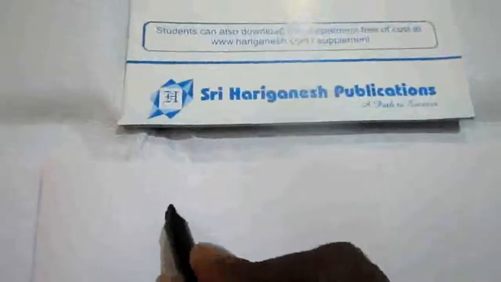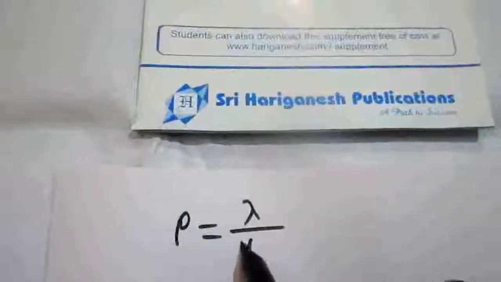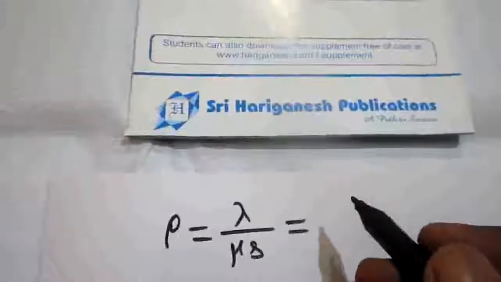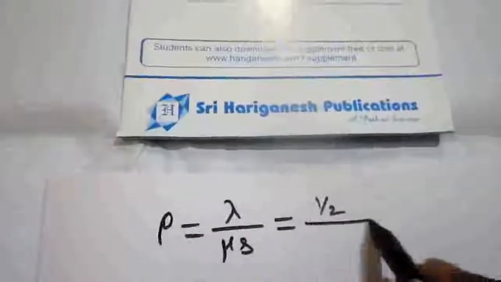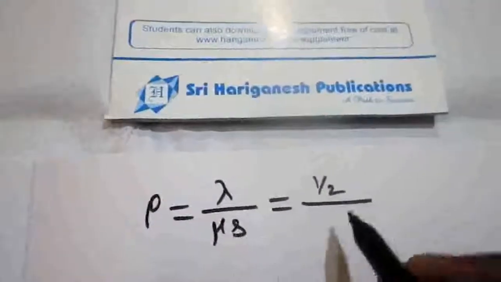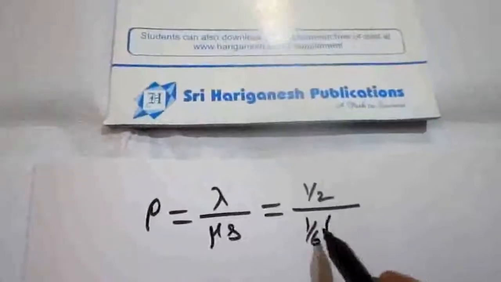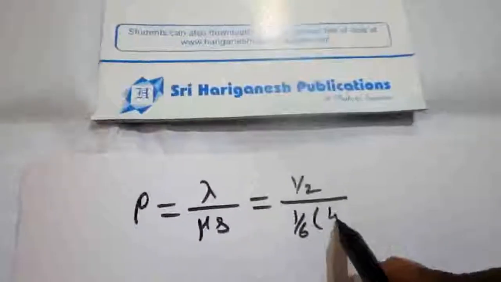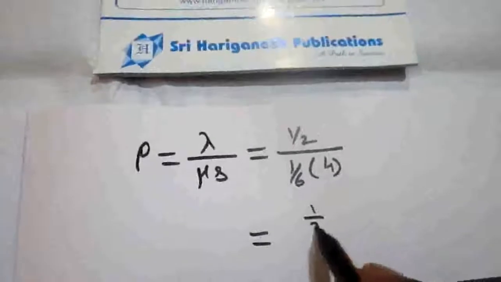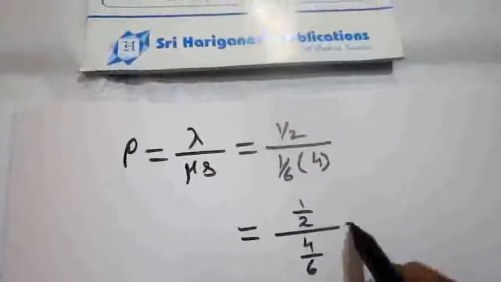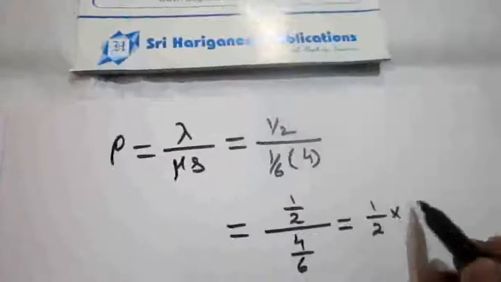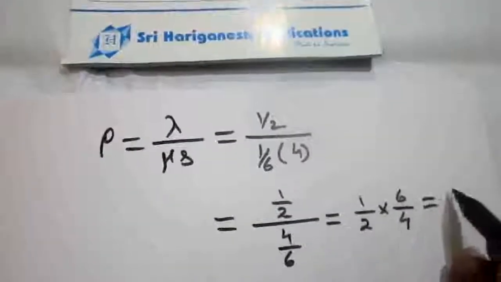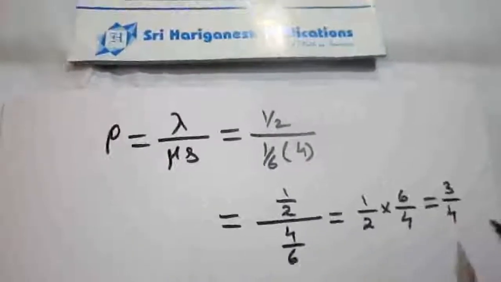So now, from the given data I am going to find rho. So rho is lambda by mu s, but we found lambda is 1/2. So this is 1/2 divided by mu. Mu is given by 1/6 into s, where s is the number of servers. There are 4 pumps available, so it is 4. So now 1/2 divided by 4/6. It is 1/2 into 6/4. Simplifying, this is 3 by 4.